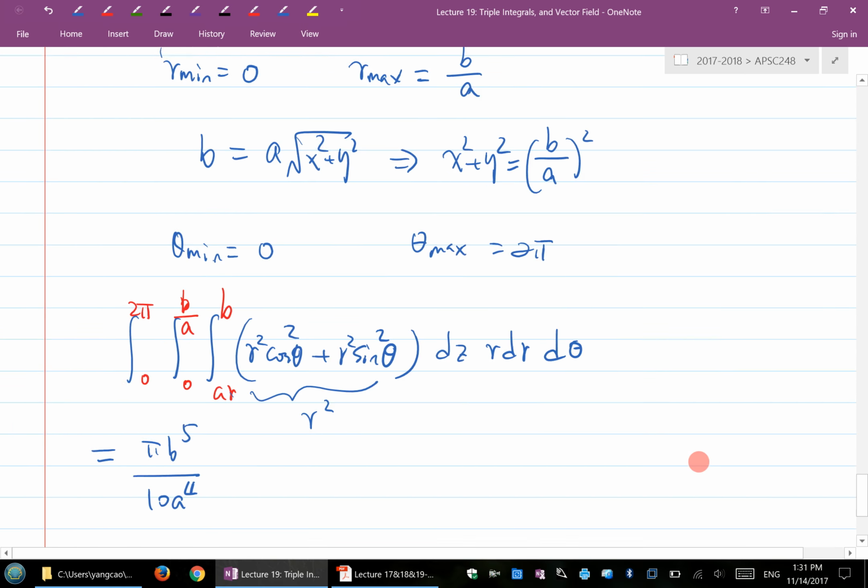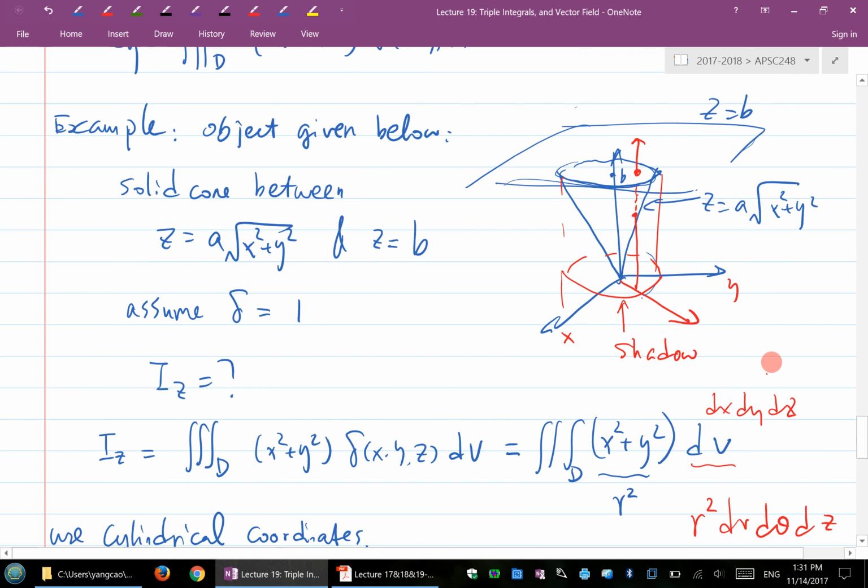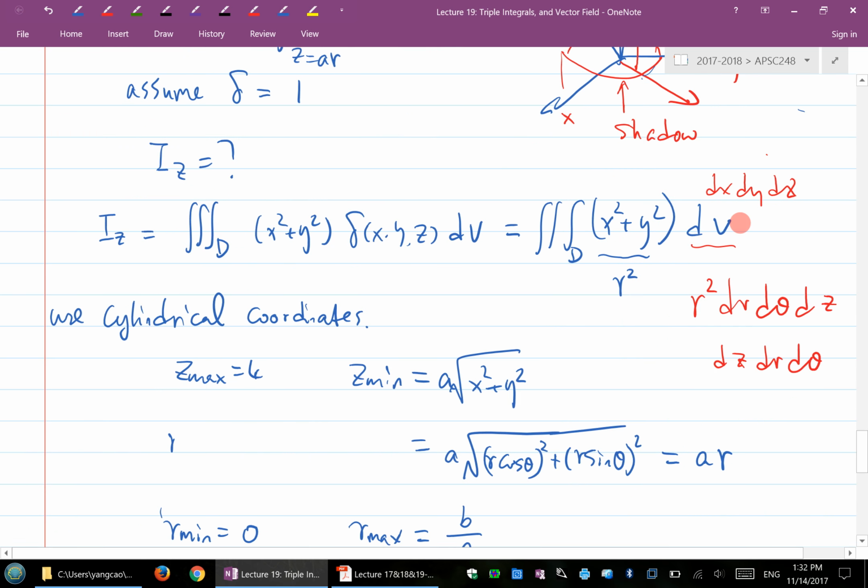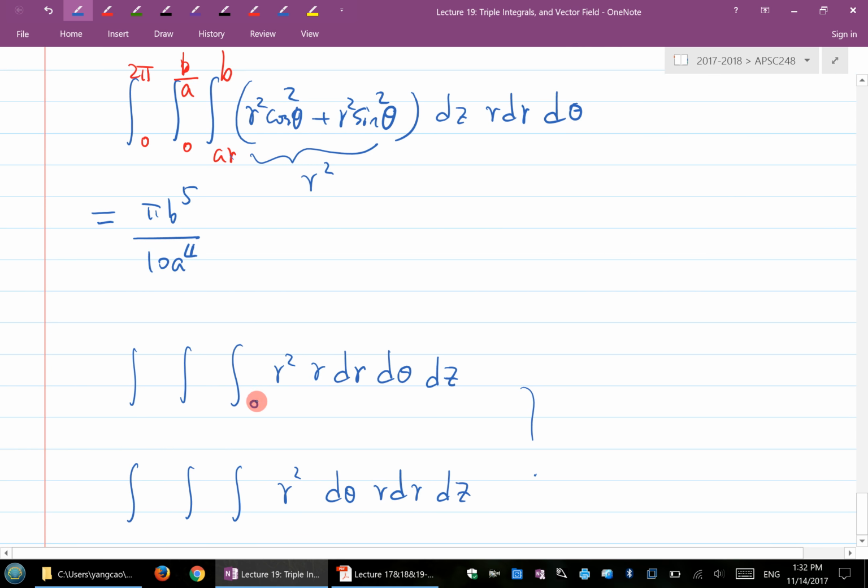If you recall, in order to find the r limits, you start anywhere along the edge, and then you draw reading lines in the r direction. So r is 0 to this, your r max. The equation here is z equal to ar, so r equal to z over a. That's why when you change the order, it is 0 to z over a here.